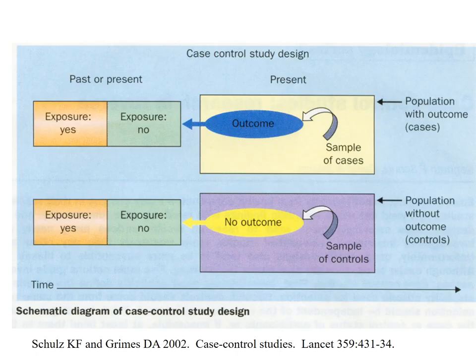For example, if you look at this figure, the yellow rectangle includes the population with the outcome, the cases. The purple rectangle includes the controls. Outcome versus no outcome. We go retrospectively to assess the exposure. So we will find some people who are exposed and not exposed, and also in the control group, exposed and not exposed. This is considered a type of retrospective design. There is no follow-up, there is no moving forward in time.